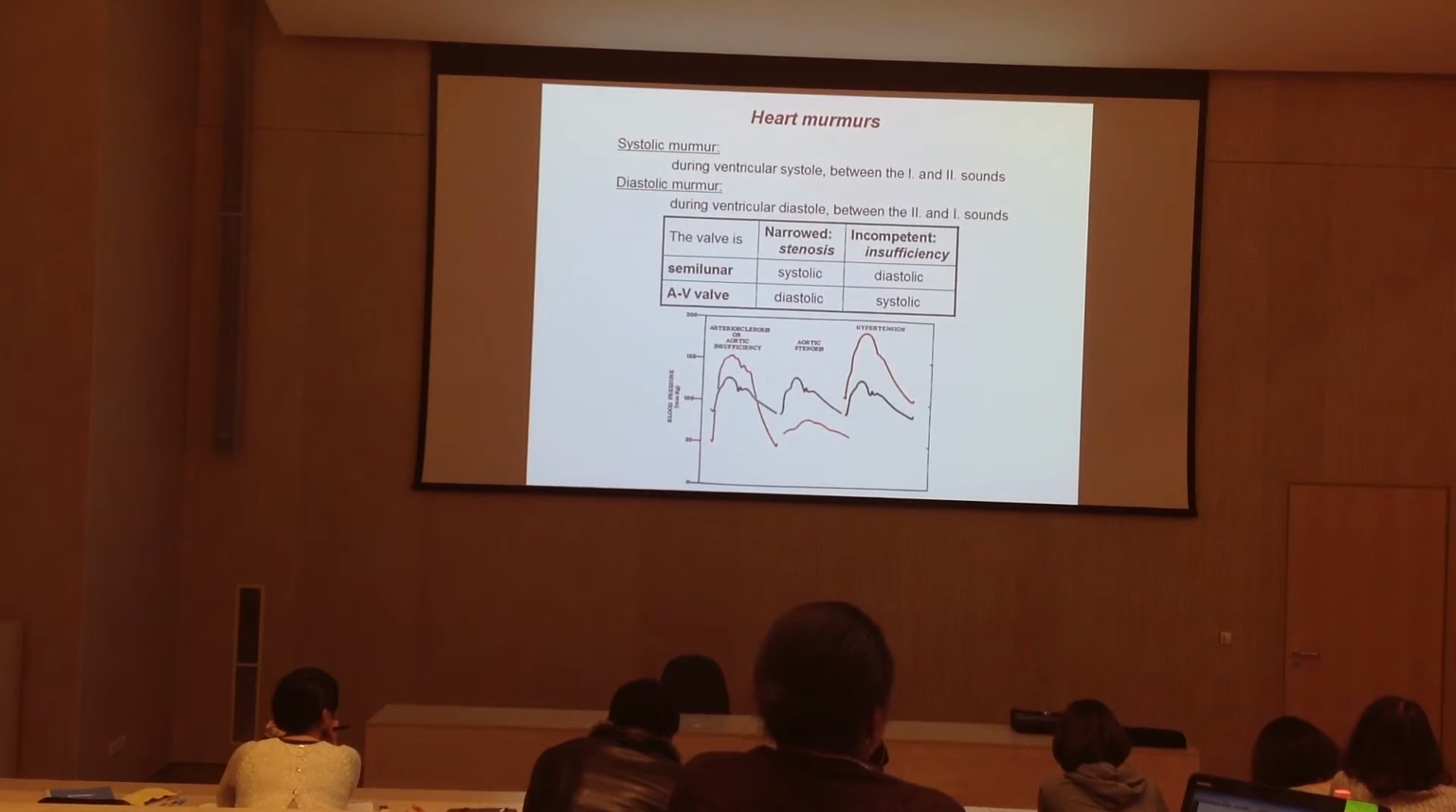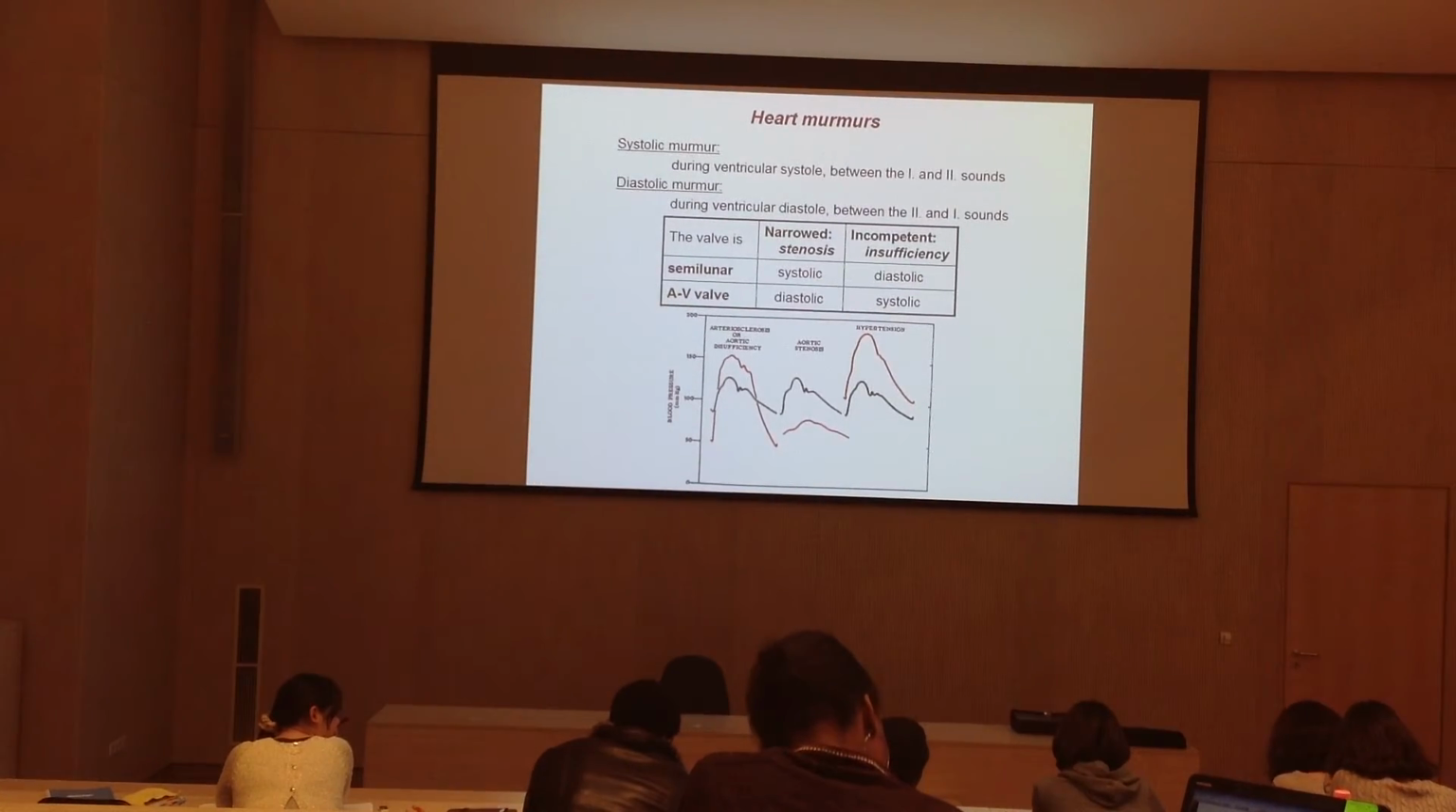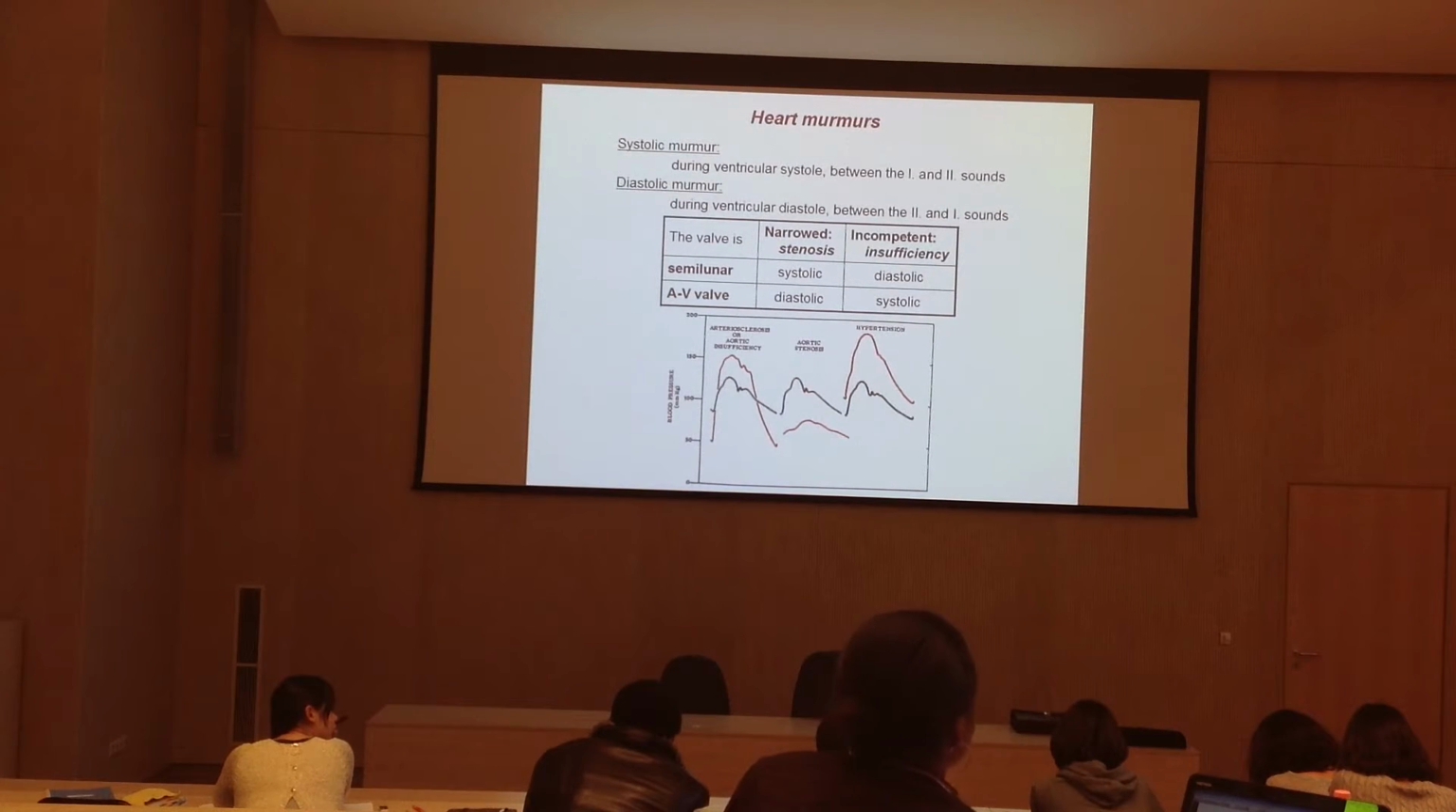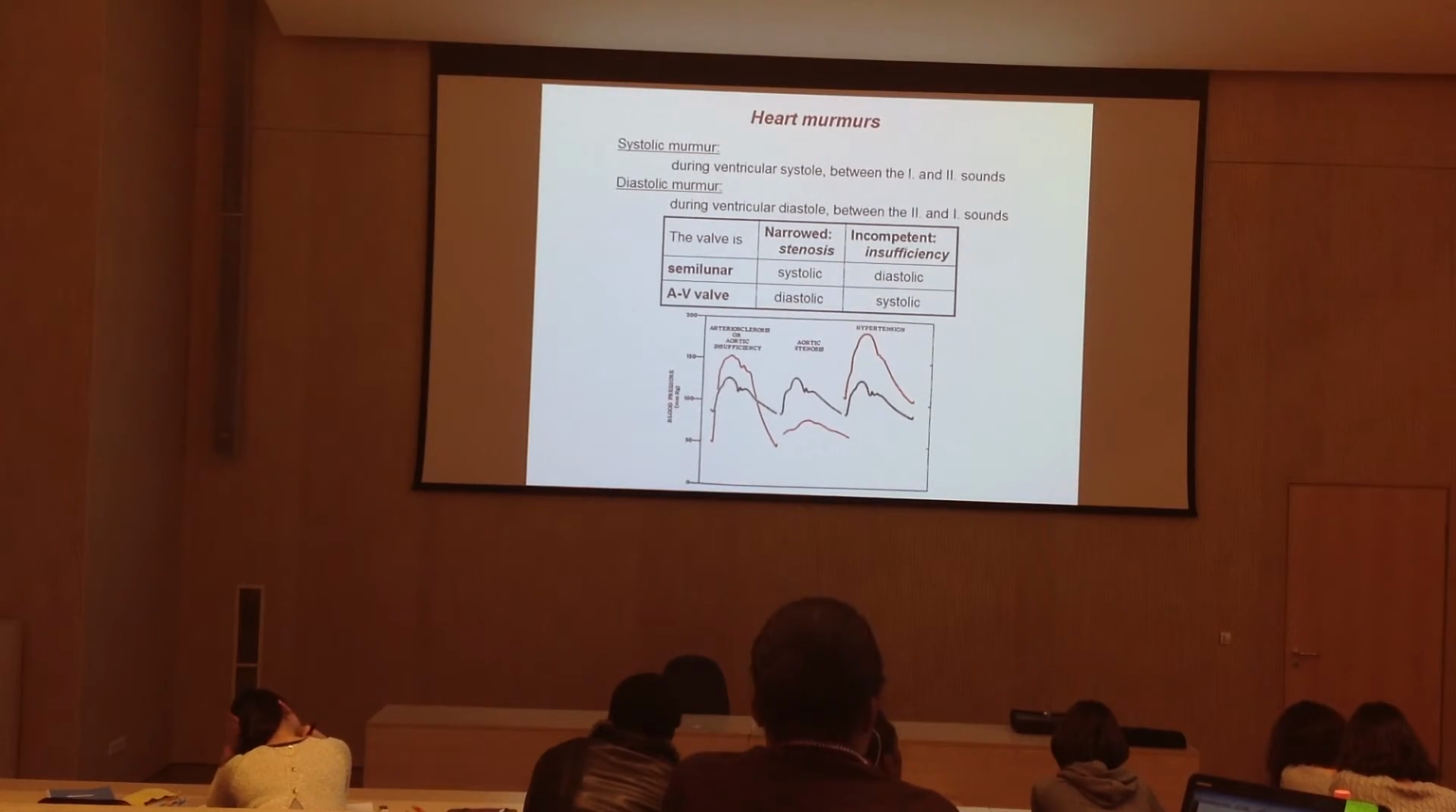Do you remember, the heart work is the pressure volume work? Now, if the ejection of the blood is more difficult, and not 70 milliliters, but only 35 milliliters can be ejected during the systole, because the ejection is more difficult because the valve is stenotic. In this case, half of the volume will go to the aorta.